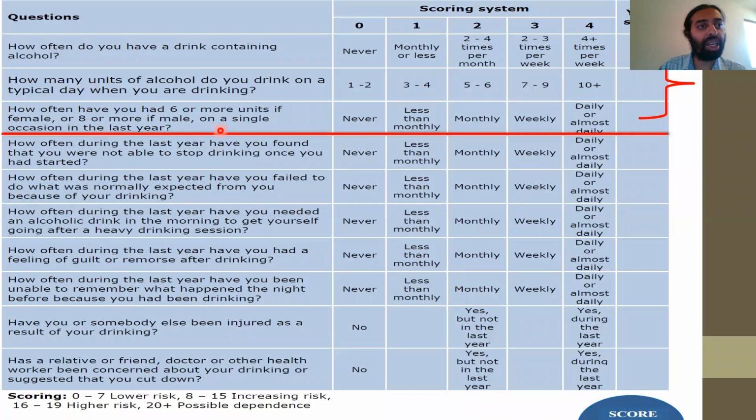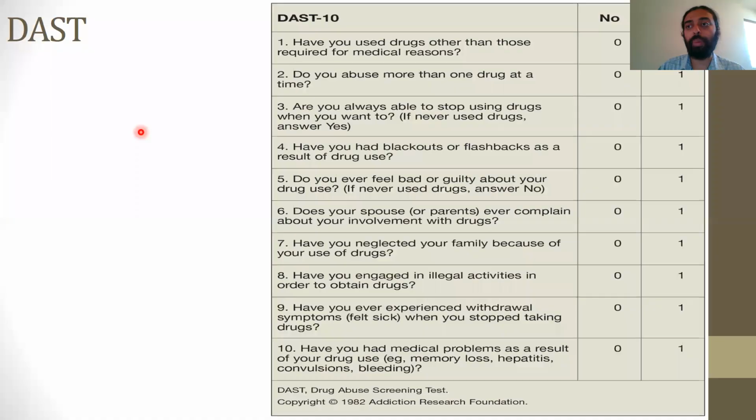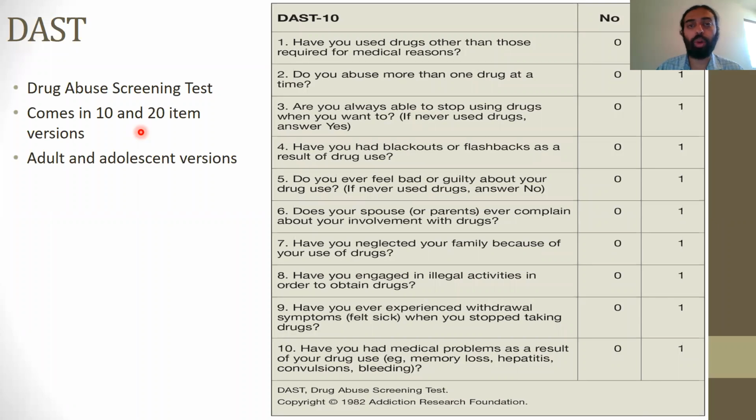How often do you have a drink containing alcohol? How many units of alcohol do you drink on a typical day when you are drinking? And how often have you had 6 or more units if female, or 8 or more if male, on a single occasion in the last year? And just those 3 questions allow us to really pick up heavy drinking. And if it's there, then we really start going into more detail.